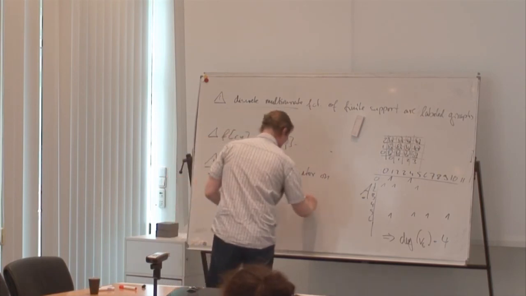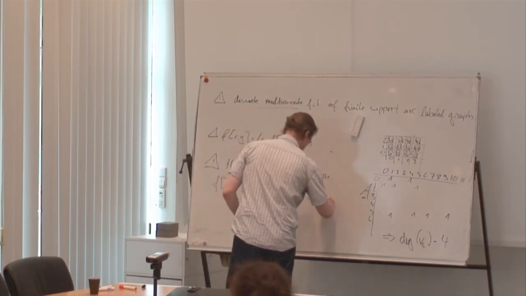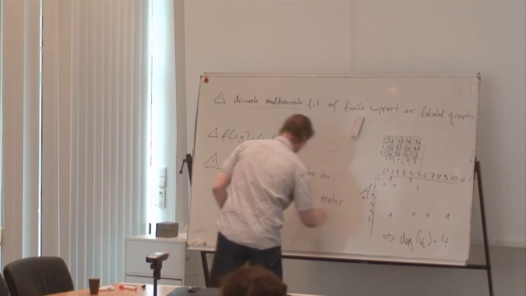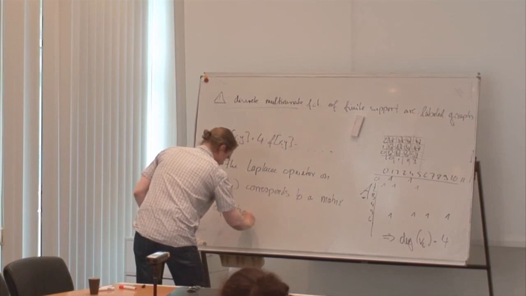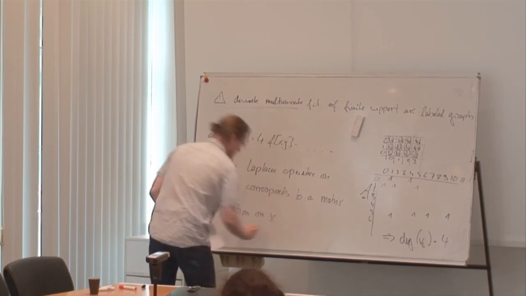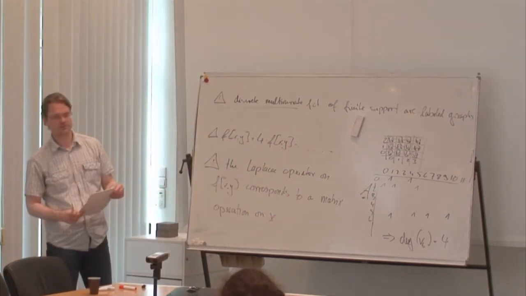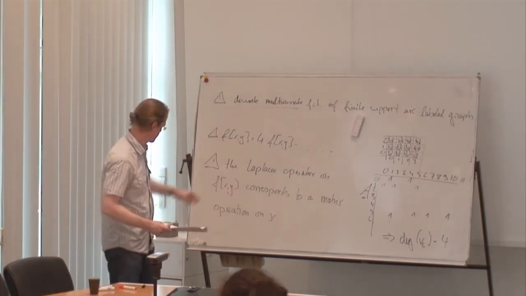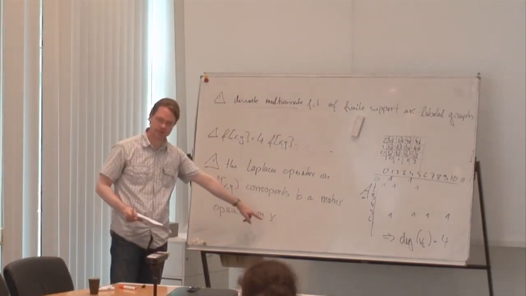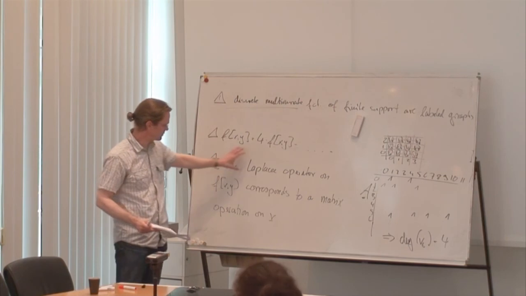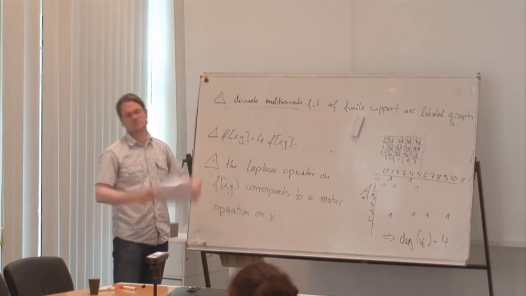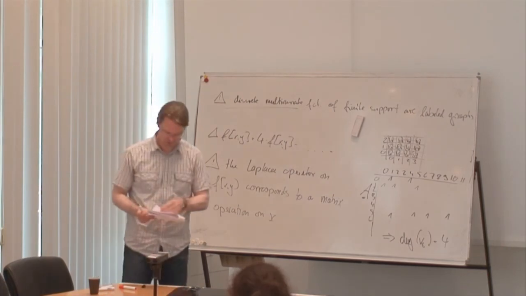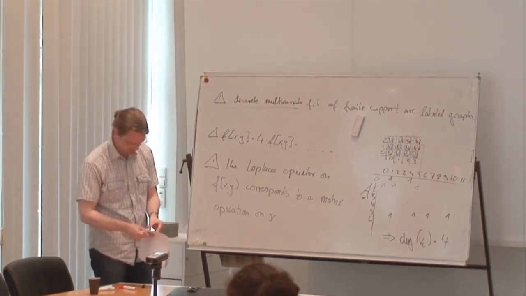corresponds to a matrix operation on this vertex label vector v. But this function corresponds to this vector. And if we compute the Laplace operator of this function, this is just again a linear operation on a function. This is a matrix applied to a vector.